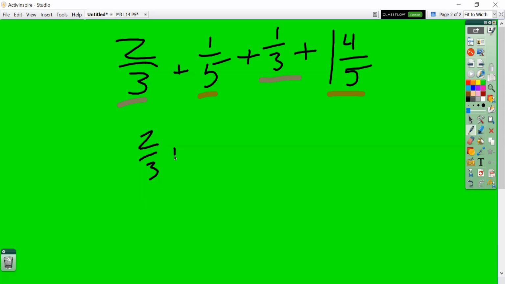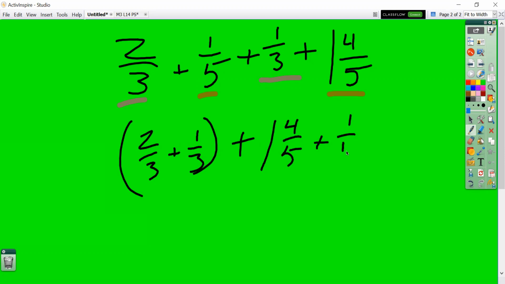So 2/3 plus 1/3. I hope you already see what that answer is. Plus 1 4/5 plus 1/5. Now you could have said 1/5 plus 1 4/5 and done it in order. I just like using the larger number first. That's kind of how I thought about it.